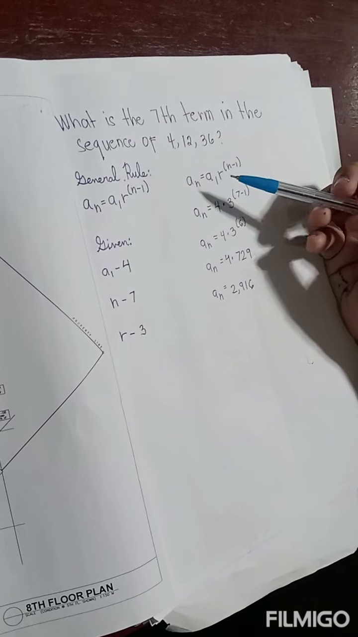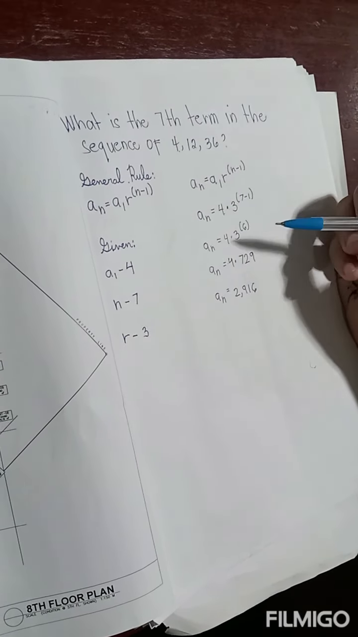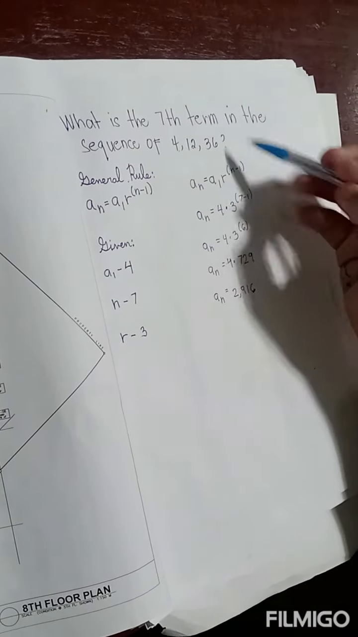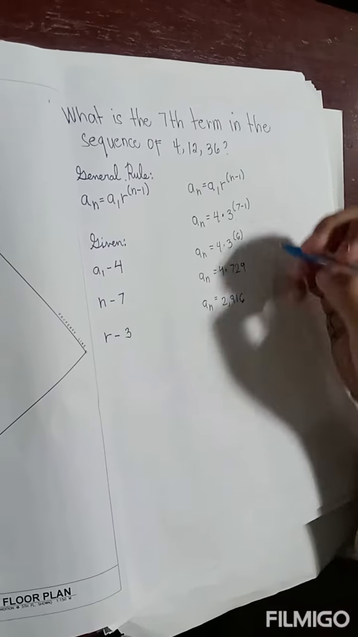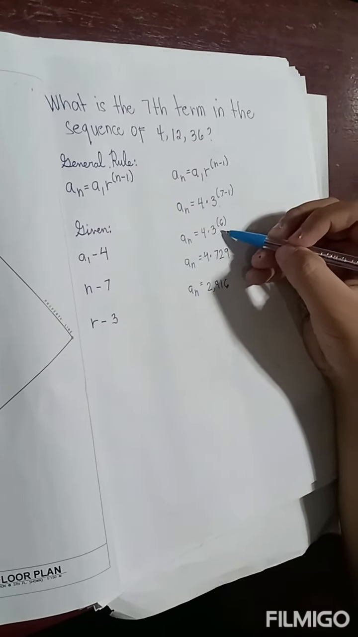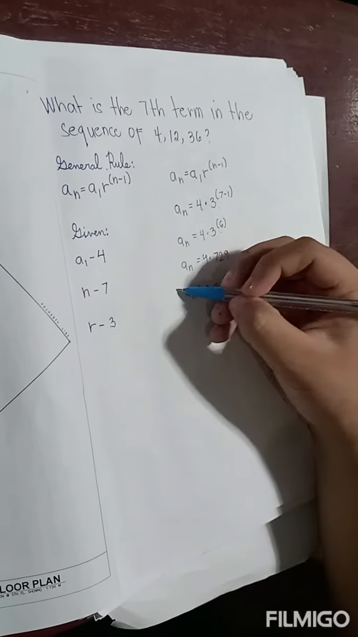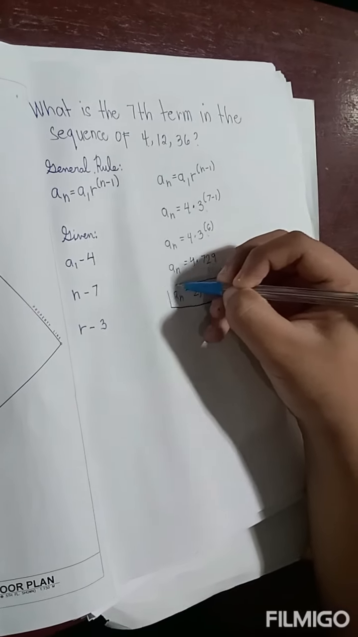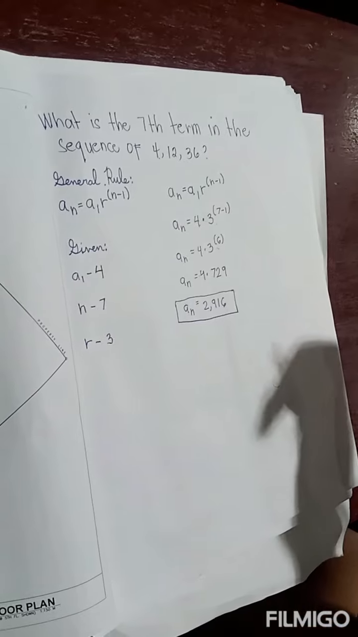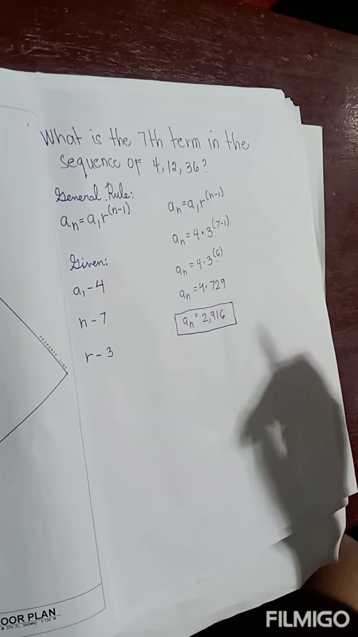So the first term is 4 times the common ratio 3 to the power of the seventh term minus 1. Just multiply them and convert this to a real number, and you will find the real answer. That's how simple it is. So the seventh term is equal to 2916.